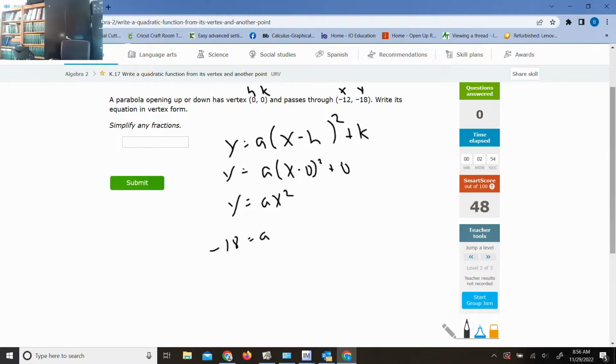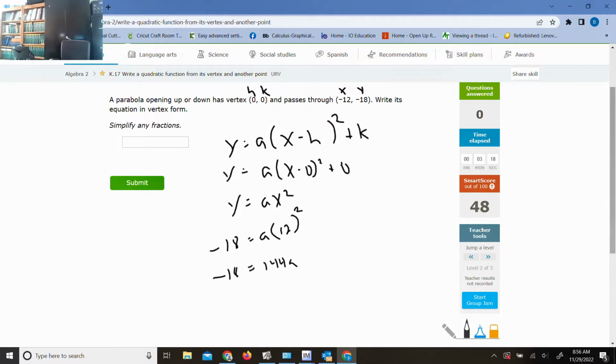If you're going to square a negative, do you need to worry about its sign? Uh-uh is the correct answer. That's 12 squared. Always has been. So you got negative 18 equals 144a.